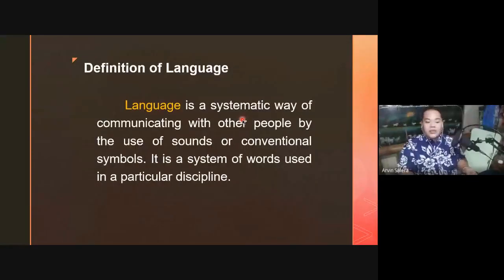Okay, so the definition of language. Language is a systematic way of communicating with other people by the use of sounds or conventional symbols. It is a system of words used in a particular discipline. So it's not just English that has a language. We also have the language of mathematics. We also have the language of technology. So mathematics has its own language and it's using different symbols as well.